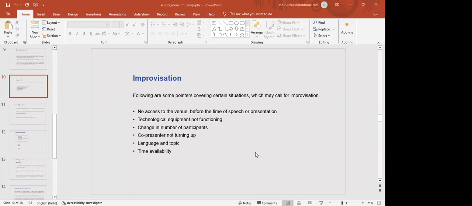Okay. So let me just go to the other one. Technological equipment not functioning. We all know what to do. If it does not work, either we ask for help from the tech people, or we can ask the audience to help. But in case that does not happen, then there is a problem. What do we do at that point of time? Any idea?